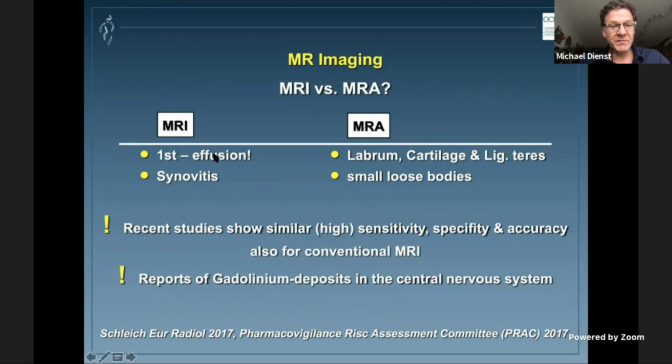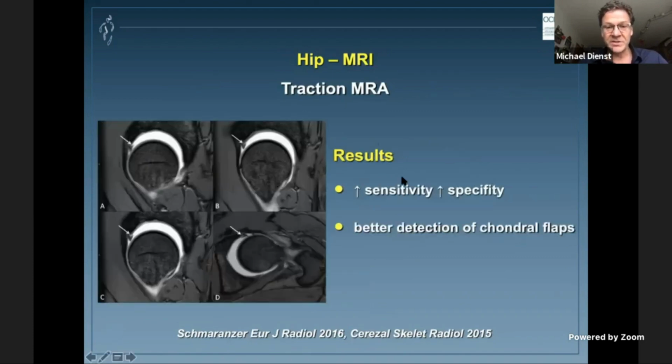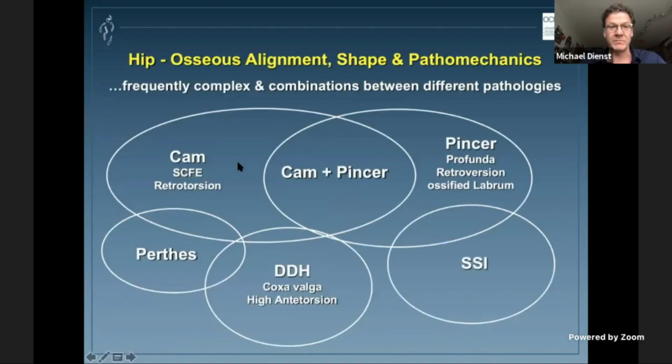Difficult question is, should we always need arthrogram? I don't think so. We like to see if there's an effusion synovitis. In specific questions, we recommend an MR arthrogram, and you also have to consider that there may be disadvantages from intra-articular contrast media application. Traction MRA is being discussed, and this shows higher sensitivities and specificities, especially in order to detect chondral flaps at the chondrolabral junction. It's very important that we get three-dimensional views.